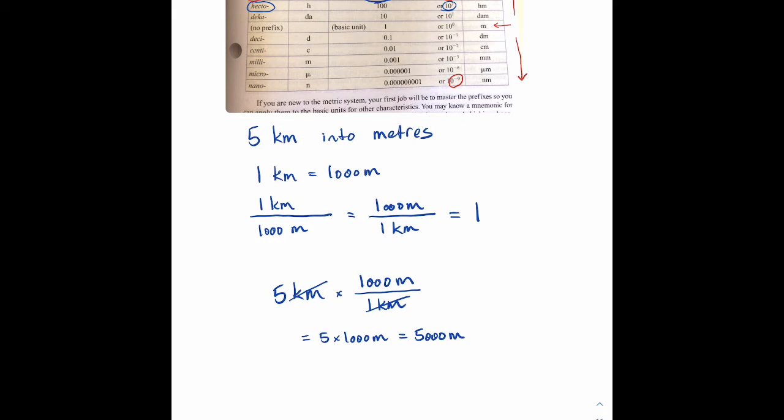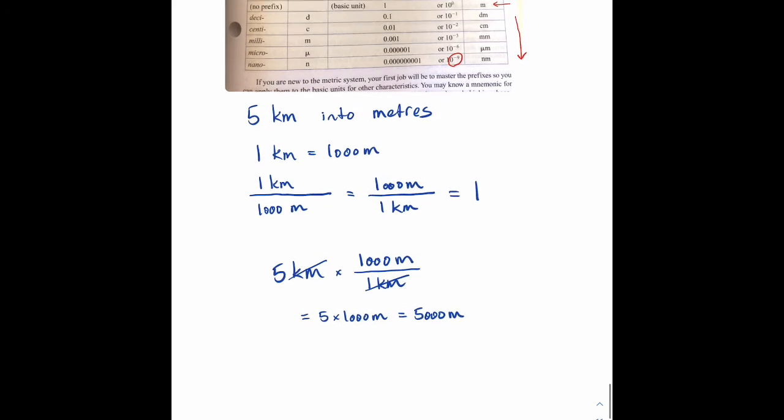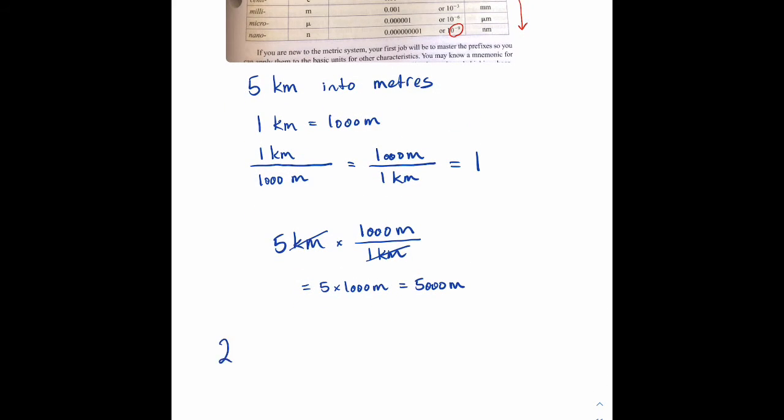Same thing again, I'll do a smaller unit this time. Suppose I wanted 23 millimeters into meters. Well, I'm going to find millimeters here, and it's 0.001 or 10 to the minus 3 meters.